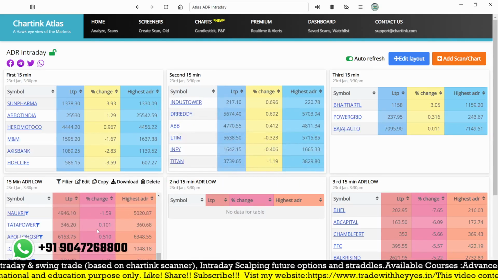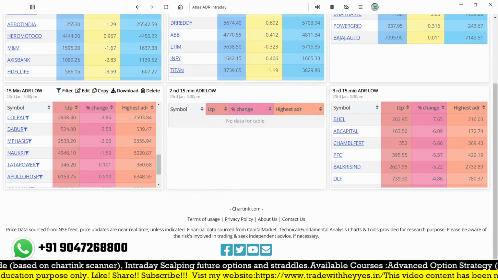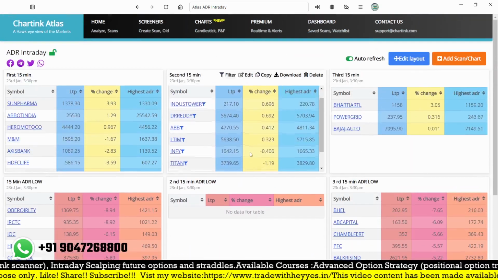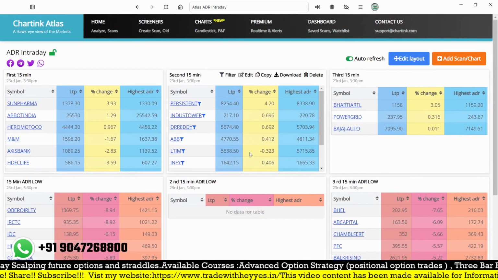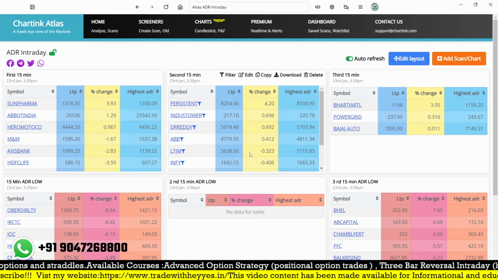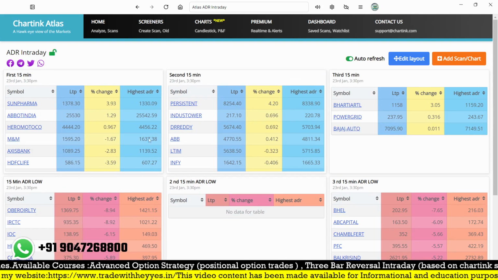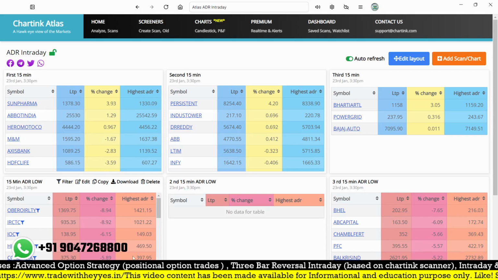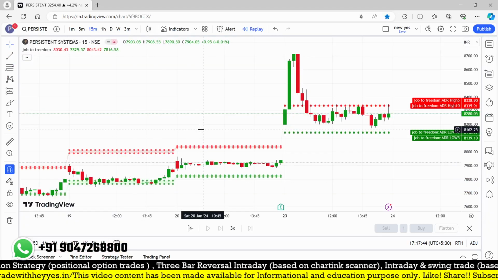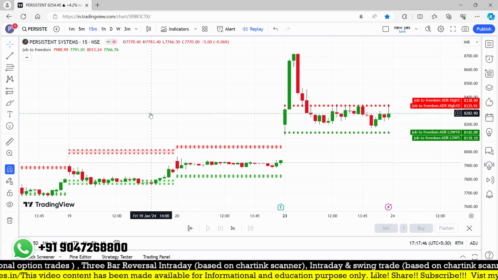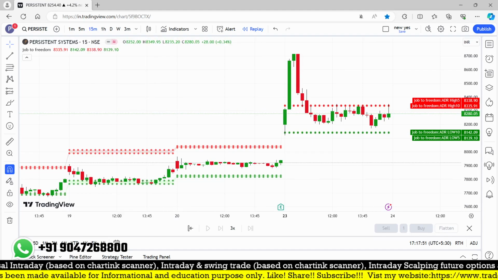So a lot of stocks today in the first 15 minutes were working well, because the overall market was down more than 1%. But regularly this will work for our intraday, combining the narrow range with the narrow. So we can easily filter out one or two stocks for an intraday. I hope you understood the concept.